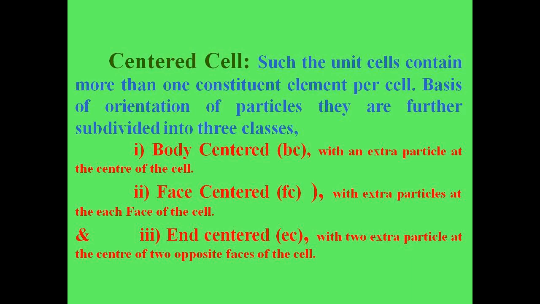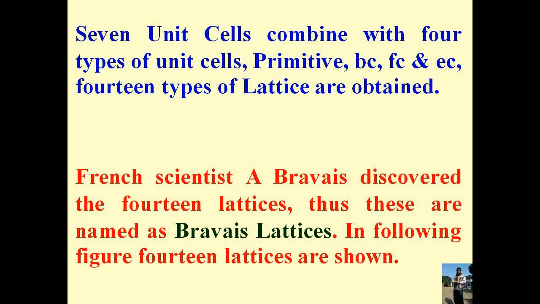They are further subdivided into three classes, namely: 1. Body centered, denoted as BC, with an extra particle at the center of the cell. 2. Face centered, denoted as FC, with extra particles at each face of the cell. And 3. End centered, denoted as EC, with two extra particles at the center of two opposite faces of the cell.